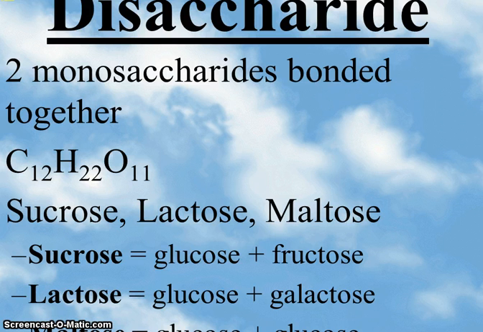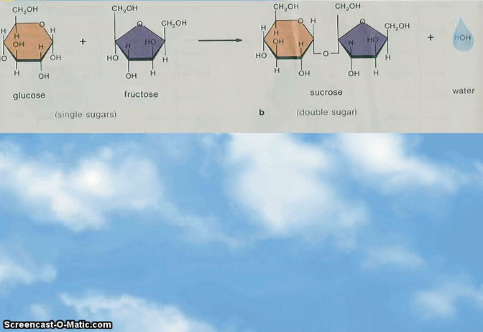So let's look at how this actual combination of 2 monosaccharides to form a disaccharide occurs. Here we have a ringed form of glucose, and here we have a ringed form of fructose. When these 2 simple sugars, or monosaccharides, combine, this hydroxyl group here is going to be removed, and the hydrogen here is going to be removed. That hydroxyl and hydrogen are going to combine together, and that's going to give us a water molecule.